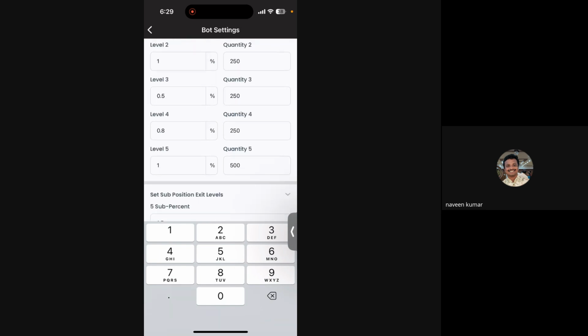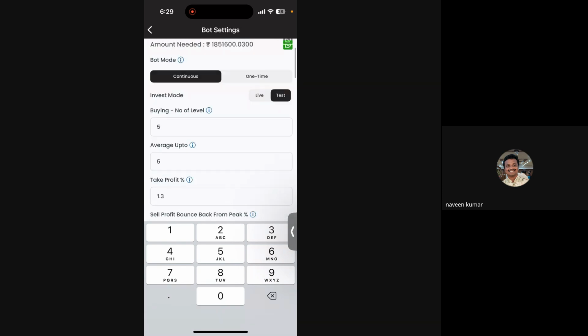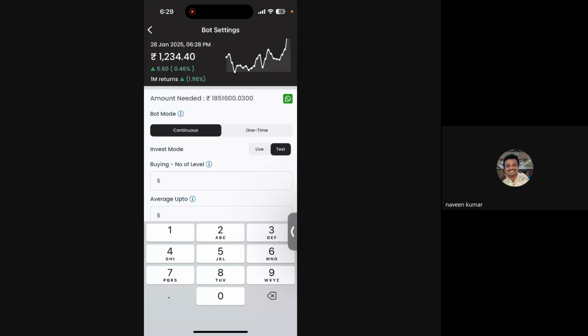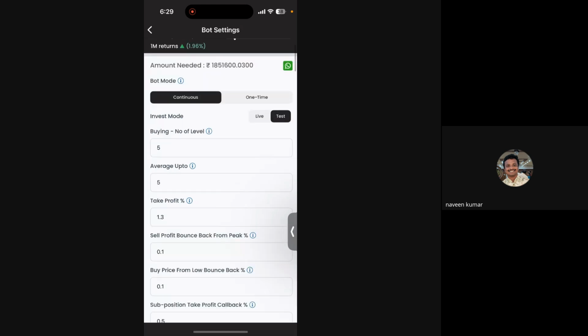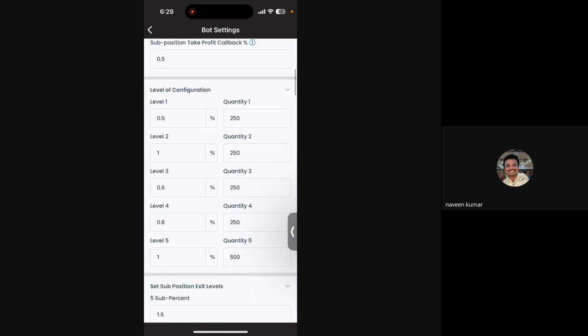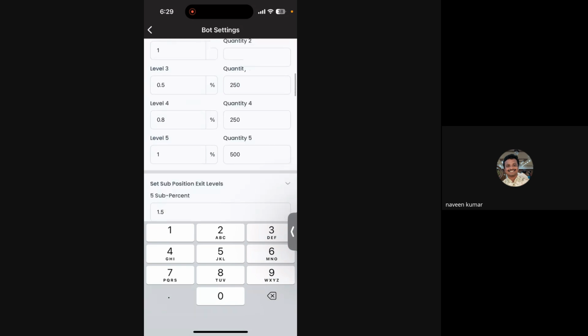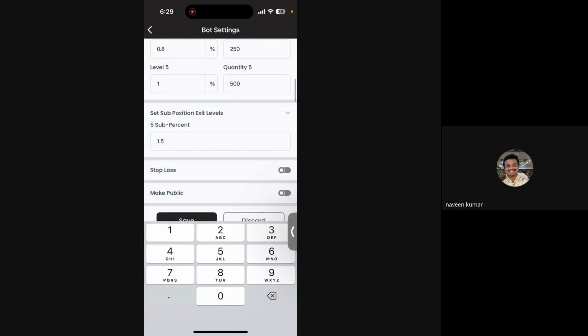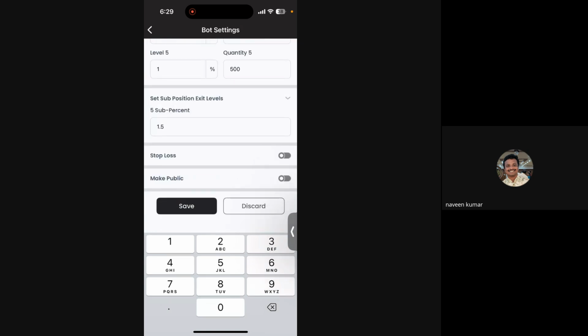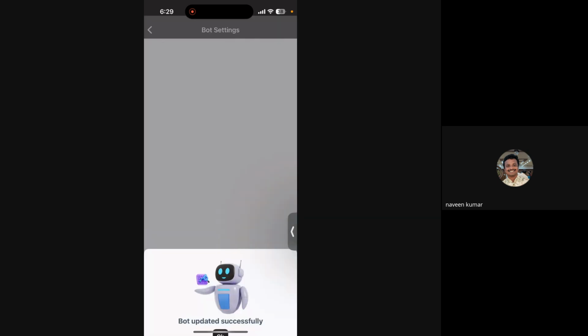Level 5, I have kept 500 quantity. The amount required is 18 lakh 51,000. You can change the quantity here. If you are building a bot and you want 25 quantity, you can change it to 25, or whichever quantity you would like to deploy in any particular bot. I have not kept any stop loss. Just click save. This is the Reliance bot.